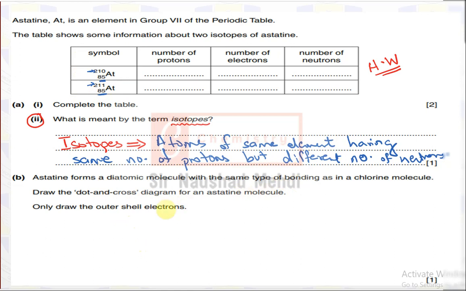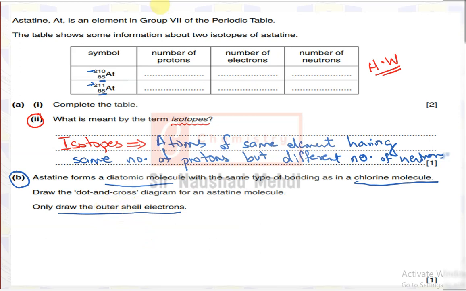Now moving on to the next part, which says that astatine forms a diatomic molecule having the same type of bonding just like the chlorine molecule. So you have to draw the diagram of astatine. You have to draw only the outer shell electrons.